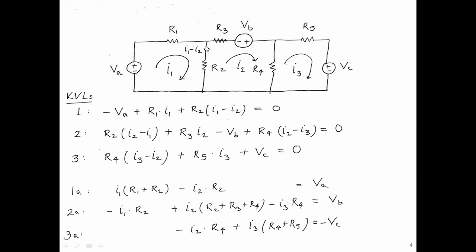Now notice that a branch that is common between two meshes has a current that is a difference of two mesh currents. So for this branch, if I define the current to be flowing down, then that current is I1 minus I2 because I2 is flowing up in this branch. And in branches that are not shared between two meshes, the current is simply that mesh current. So in VA and R1, the current is I1 and so on. R5 and VC have a current I3 flowing in this direction.